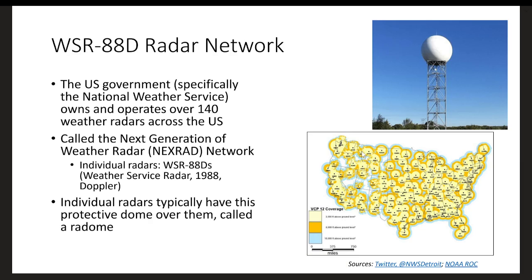The WSR-88D radar network. The U.S. government, specifically the National Weather Service, owns and operates over 140 weather radars across the United States. They're called the Next Generation Weather Radar, NEXRAD network, which is kind of funny because the reason why it's called 88D is because they were made in 1988. So they're really not the next generation of weather radars.